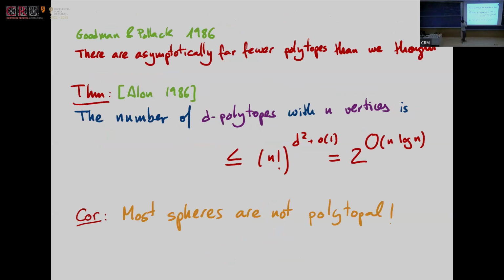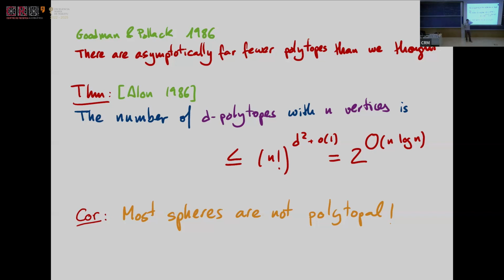And it is far, so there are not so many polytopes. There was a first paper whose title tells you everything I need to tell you in this section: there are asymptotically far fewer polytopes than we thought. Then this was slightly improved later, and this is what I'm citing. This is an upper bound for the number of d-dimensional polytopes with n vertices, which is n factorial to the d squared.